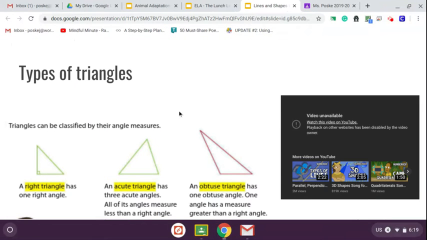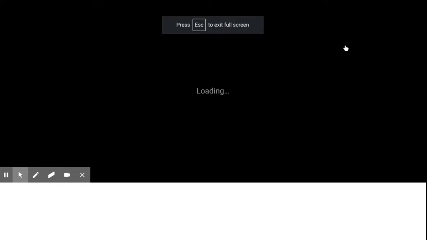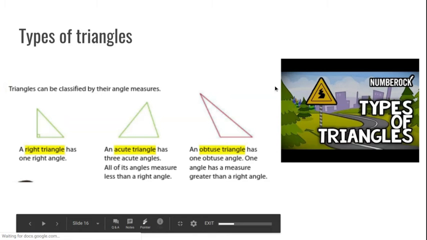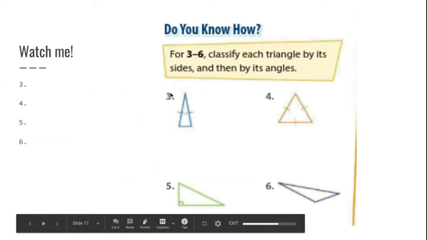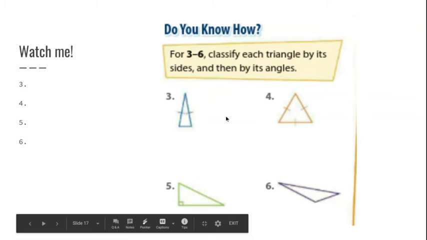All right, so that talked a little bit about the triangles. So remember, we're looking at obtuse, acute, and right. Let's do some practice. I'm going to go through with you which type of triangle these are, and then you'll do some on your own.